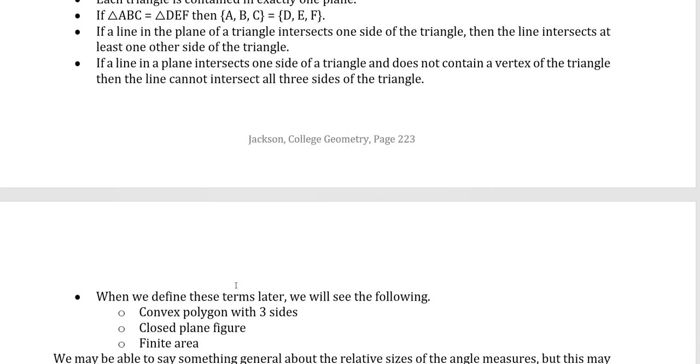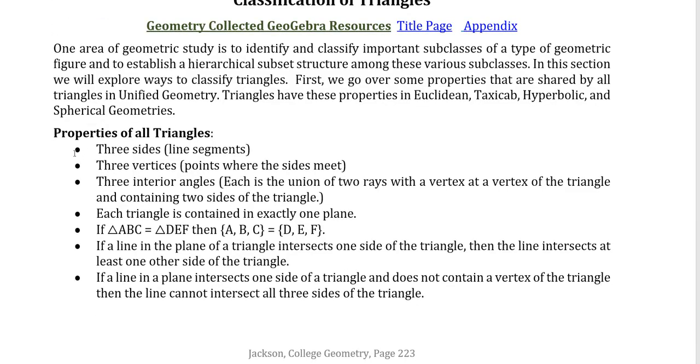So first of all, let's look at properties that all triangles have. And this is regardless of which geometry we're talking about being in. They have three sides, which are line segments, three vertices, that's where the points where the sides meet, or the endpoints of the sides, three interior angles. Of course, each is the union of two rays with a common vertex, and that vertex is a vertex of the triangle, and each angle contains two sides of the triangle.